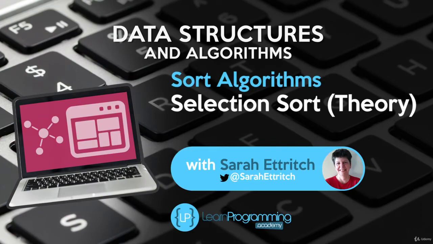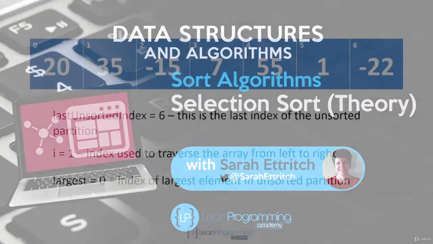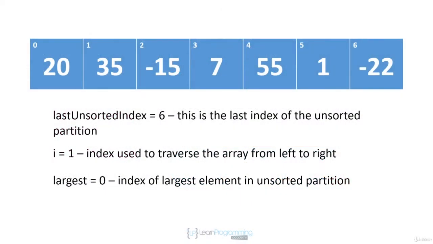All right, so in this video, we're going to take a look at the selection sort algorithm. Now, this algorithm divides the array into sorted and unsorted partitions, just like bubble sort does. What we do is we traverse the array and look for the largest element in the unsorted partition. When we find it, we swap it with the last element in the unsorted partition. At that point, that swapped element will be in its correct sorted position.